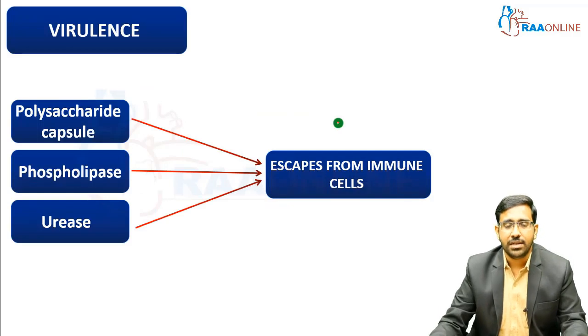Now coming to the virulence. Pertaining to the virulence of Cryptococcus, it has its own polysaccharide capsule, phospholipase and urease. With the help of the polysaccharide capsule, phospholipase and urease, it escapes from our immune system. The immunity which has the most antagonizing effect towards Cryptococcus is our cell-mediated immunity.